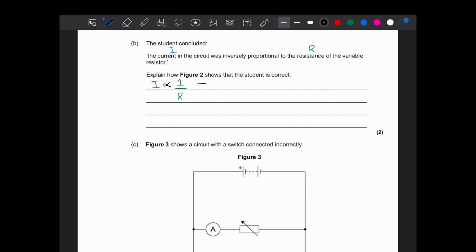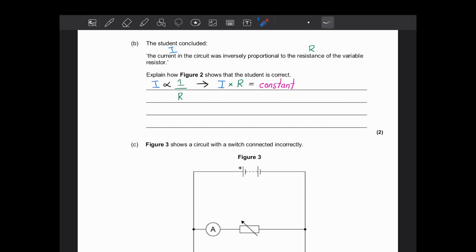And that can be rewritten in this way. Current multiplied by resistance is equal to a constant value, and in math you typically write that constant as a K, but here I'm just going to put it in words and write it very clearly to show the examiner that I know that current multiplied by resistance is going to give me a constant value because those quantities are inversely proportional to each other.